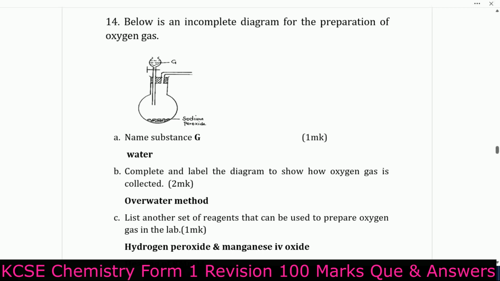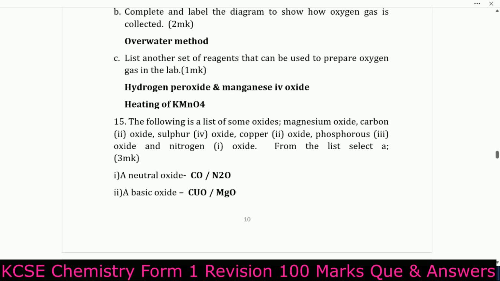Below is an incomplete diagram for the preparation of oxygen gas. You are told, name substance G. G is water. Complete and label the diagram to show how oxygen gas is collected. You have to draw over water method. You know how it is drawn. Then list a set of reagent that can be used to prepare oxygen gas in a lab. List another set of reagent that can be used to prepare oxygen gas in a lab.